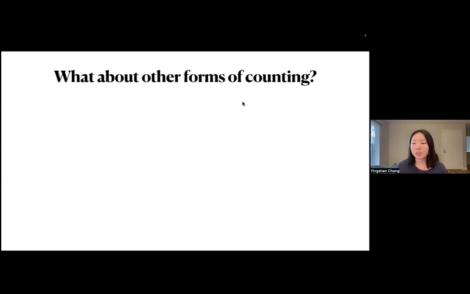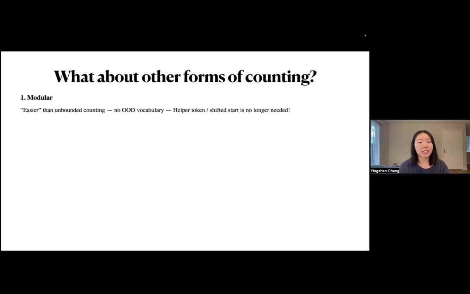Okay, so far we have examined input sequences containing homogeneous tokens, but we have also investigated other forms of counting. The first is modular counting. It is easier than unbounded counting in that there's no out of distribution vocabulary, so we no longer need a helper token or shifted start. Although it seems easier, it could be as powerful as an unbounded counter, because if you stack multiple modular counters, it could achieve the functionality of an unbounded counter. We also note that modular counting poses an additional challenge for modeling periodicity.